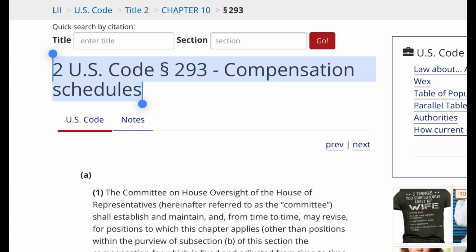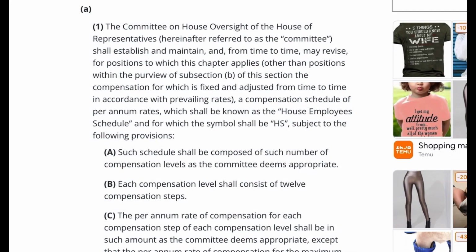2 U.S. Code Paragraph 293, Compensation Schedules. A.1. The Committee on House Oversight of the House of Representatives, hereinafter referred to as the Committee, shall establish and maintain, and, from time to time, may revise, for positions to which this chapter applies, other than positions within the purview of subsection B of this section, the compensation for which is fixed and adjusted from time to time in accordance with prevailing rates, a compensation schedule of per annum rates, which shall be known as the House Employees Schedule, and for which the symbol shall be HS, subject to the following provisions.